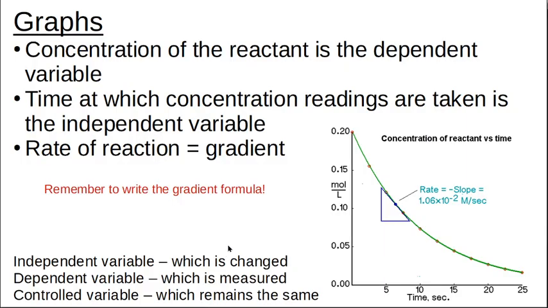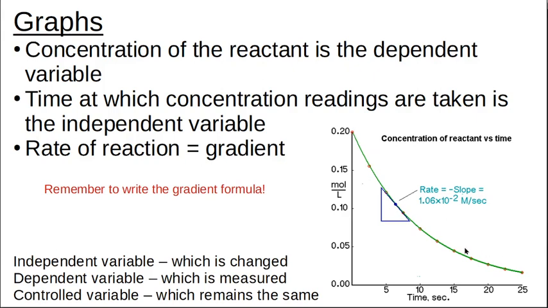Okay, let's look at graphs of reaction rate. They like to ask these questions with graphs, and we always have to have a graph, dependent, independent. The time is always the independent variable. Time is always on the x-axis, and the concentration of the reactant or the product will be the dependent variable on the y-axis.